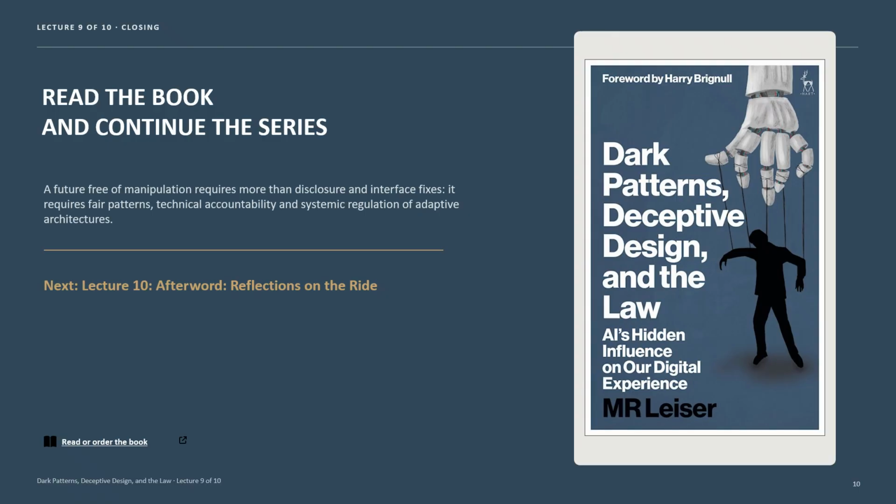So Chapter 8 closes the doctrinal arc of the book. It shows that the future of digital fairness depends on regulating both visible patterns and invisible adaptive architectures. The next and final lecture turns to the afterword, where the book reflects on the journey, the limits of law, and the continuing fight for fair digital environments.